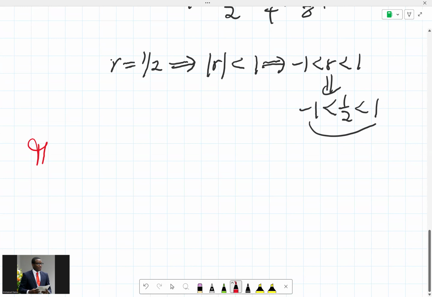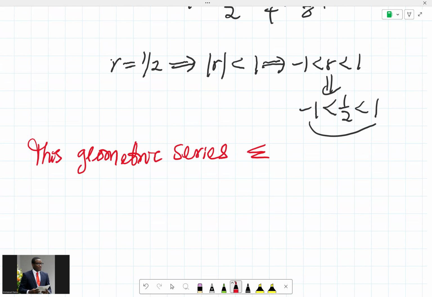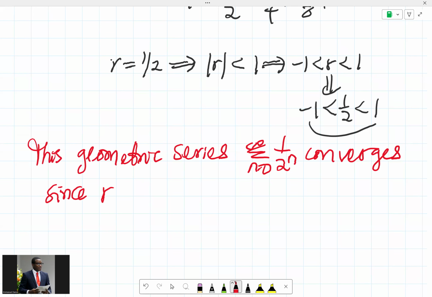So this geometric series, which is the summation from n equals 0 to infinity of 1 over 2 to the n, actually converges since r is equal to half, which implies that the absolute value of r is less than 1. So the series converges. All right.